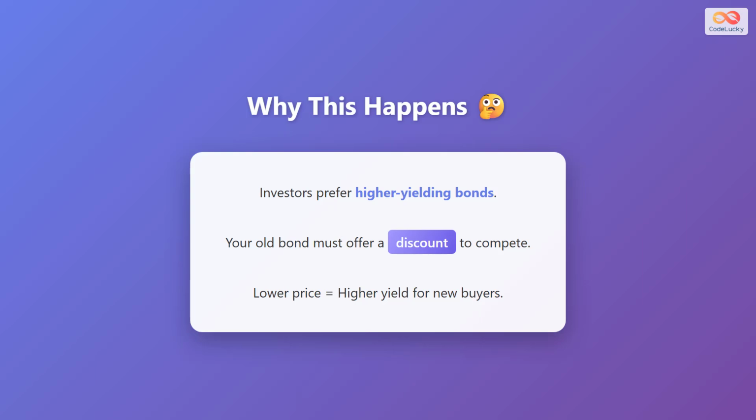Why does this happen? The answer is simple. Investors always prefer higher-yielding investments. When your old bond offers a lower interest rate than newly issued bonds, it must compensate by selling at a discount. This lower purchase price effectively increases the yield for new buyers. By paying less for the same fixed interest payments, new investors can achieve a return that's competitive with current market rates.